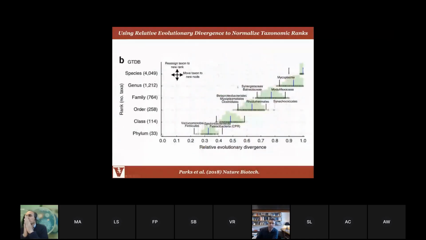And so when they do that in bacteria, basically they get nice distributions like these that say that the relative evolutionary divergence for the species in the data set is at 1. So there is very little evolutionary divergence, whereas at the level of phylum, the relative evolutionary divergence is really huge. And ideally, if your taxonomy reflects evolutionary divergence, you should see this sort of nice overlapping set of distributions. So the distribution of species is more to the right than the distribution of genera, than the distribution of families, and so on and so forth.